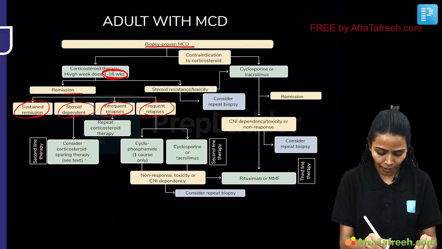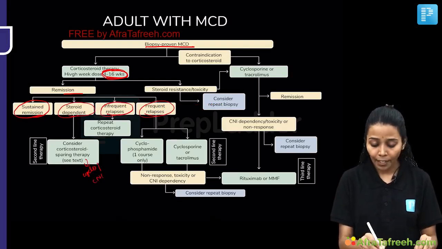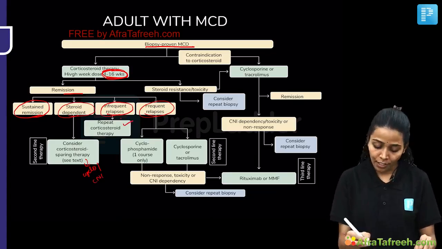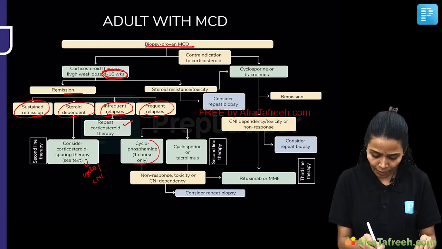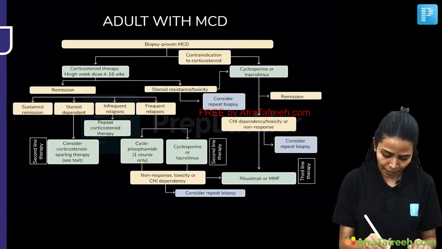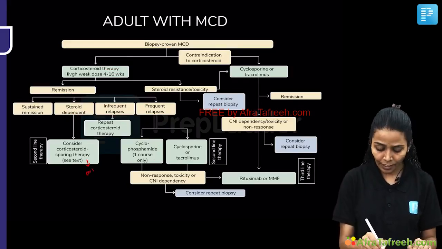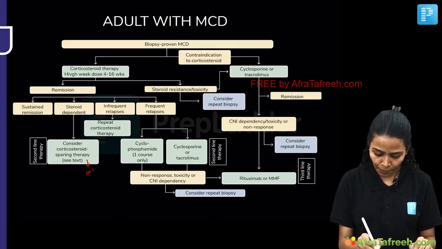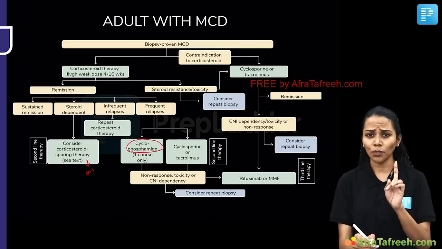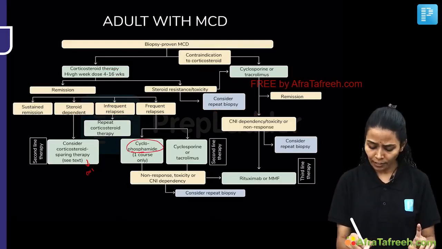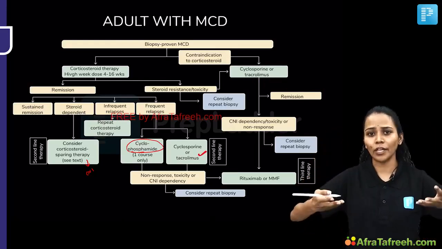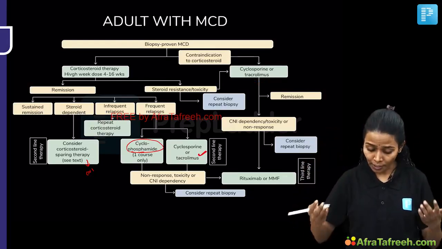Again, steroid dependent, we know that we can either try cyclophosphamide or CNI. Infrequent relapses, again you repeat steroid therapy like in children. Frequent relapses can try cyclophosphamide. So, in steroid dependent, we consider CNI. In infrequent relapses, we again go for steroid therapy. In frequent relapses, we consider cyclophosphamide, only one course to be given, and next is cyclosporin or tacrolimus. This only one course because you don't want to cause any gonadal toxicity, you don't want to cause any malignancy.